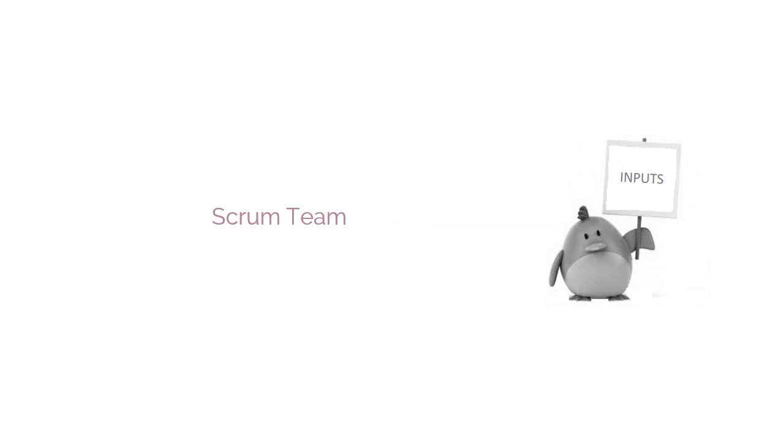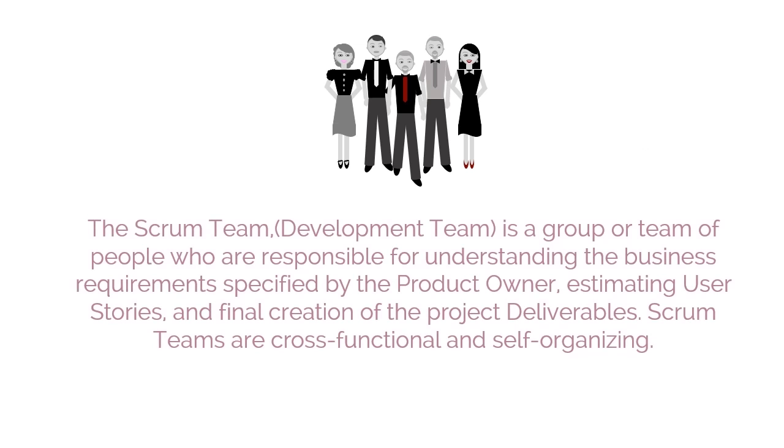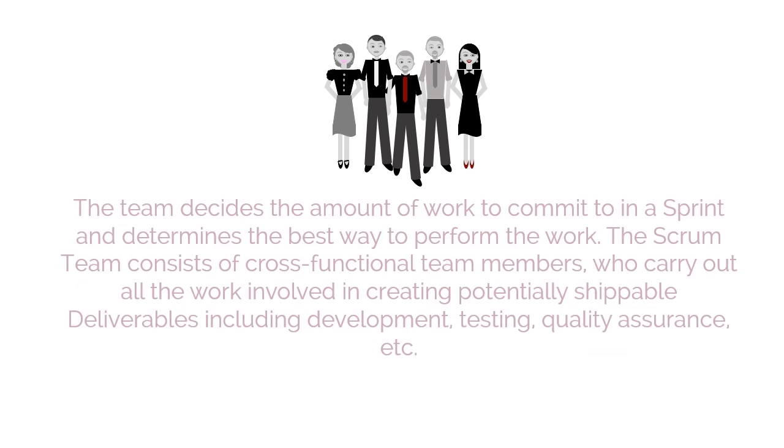Next is the Scrum Team. The Scrum Team, sometimes referred to as the development team, is a group or team of people who are responsible for understanding the business requirements specified by the product owner, estimating user stories, and final creation of the project deliverables. Scrum teams are cross-functional and self-organizing. The team decides the amount of work to commit to in a sprint and determines the best way to perform the work.